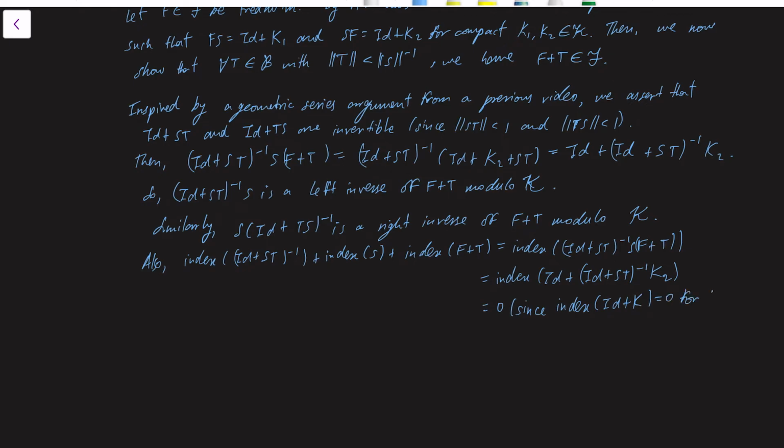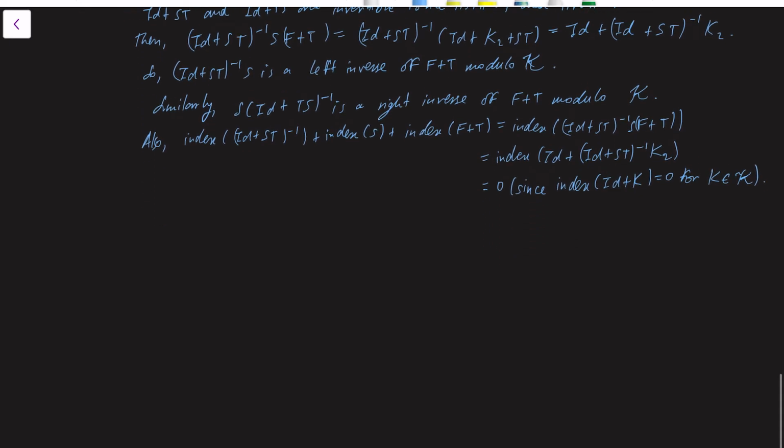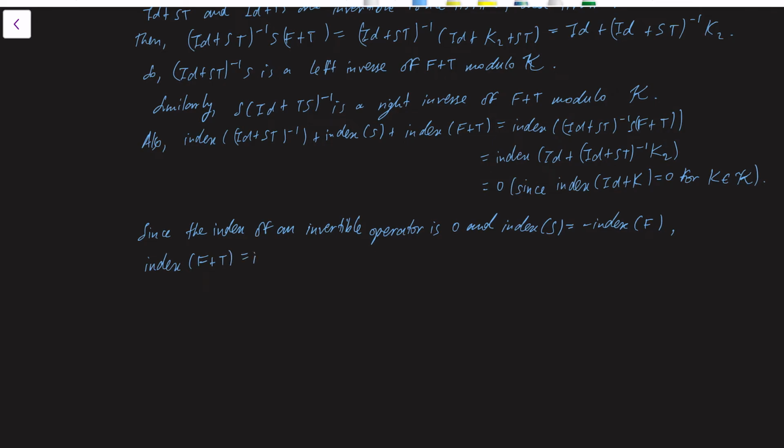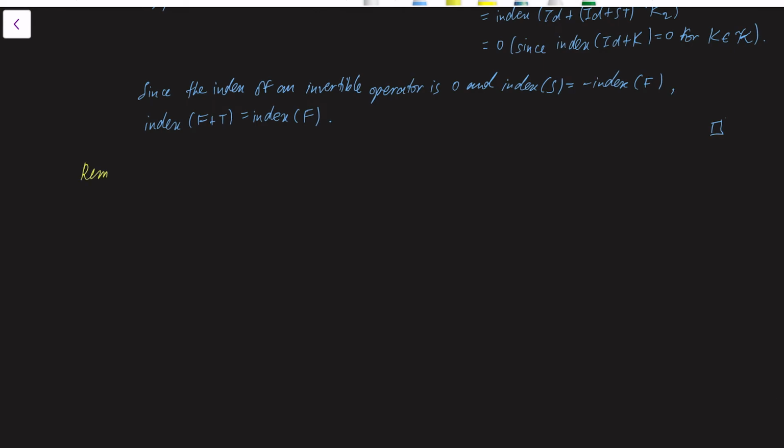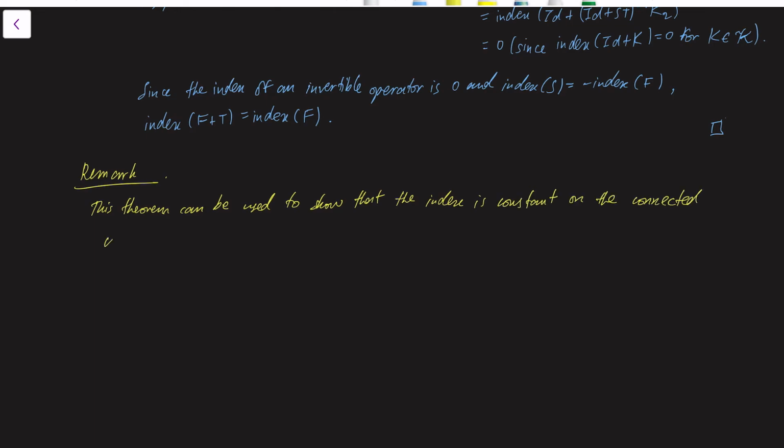Okay, great. Now we notice that since the index of an invertible operator is 0 and the index of S is negative the index of F, we have that the index of F plus T equals the index of F. And that completes the proof. Now there's a remark here, and that's that this theorem can be used to show that the index is constant on the connected components of F.